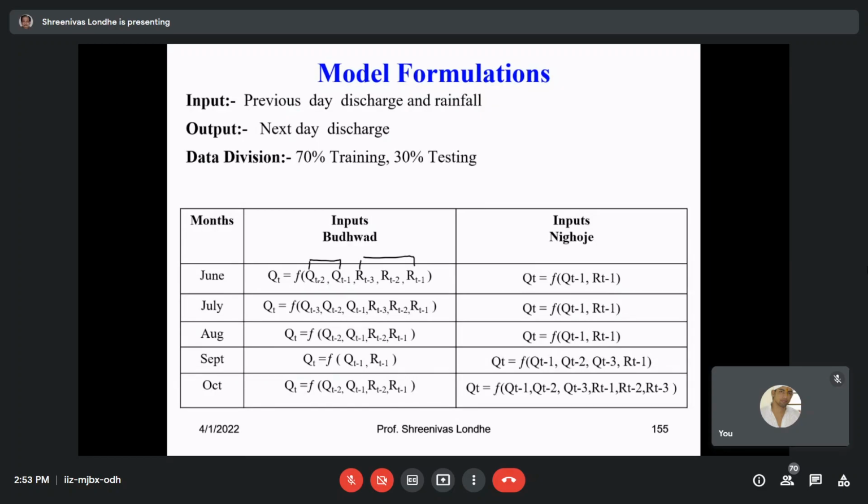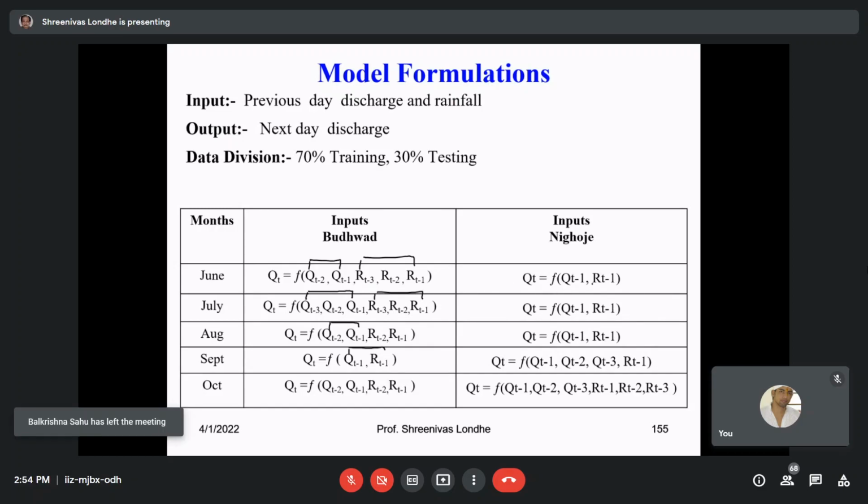So, two previous values of discharges and three previous values of rainfall at Budhwar, June. We have not made here a non-monsoon model because I am converting rainfall to runoff, so there is no need of a non-monsoon model. Only in the 4 to 5 months of monsoon, we need to work out. Every time you will see that here there are three values of the discharges and three rainfalls, but here there are only two, and here there is only one. And this is done depending upon our correlation analysis, both auto and cross.